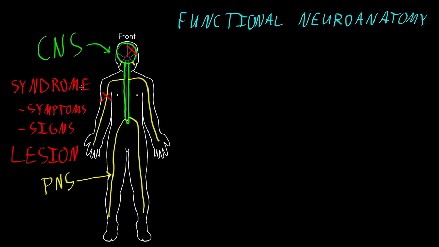But before we start talking about syndromes and abnormalities of the functions of the nervous system, first let's just talk about some ways to organize or categorize the functions of the nervous system. So the way I like to think about the functions of the nervous system is first to divide them into two big groups. And I like to call these the lower functions of the nervous system and the higher functions of the nervous system.